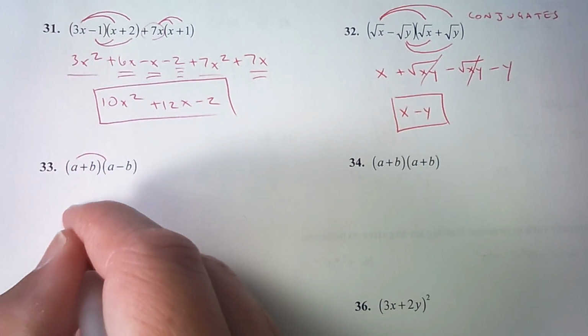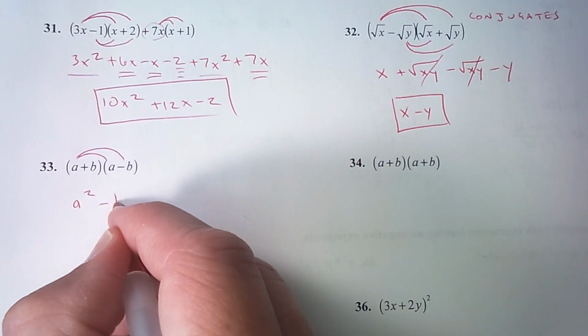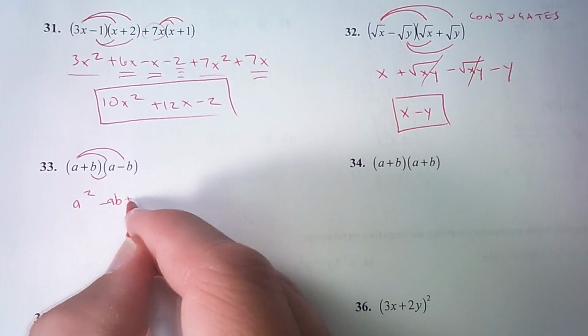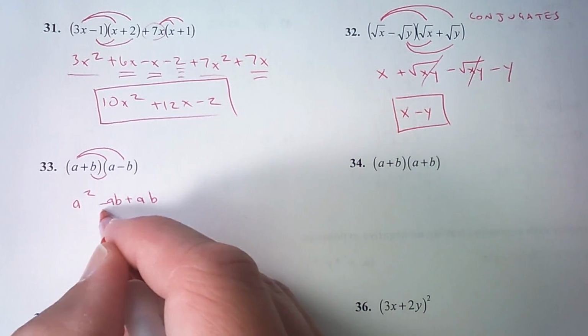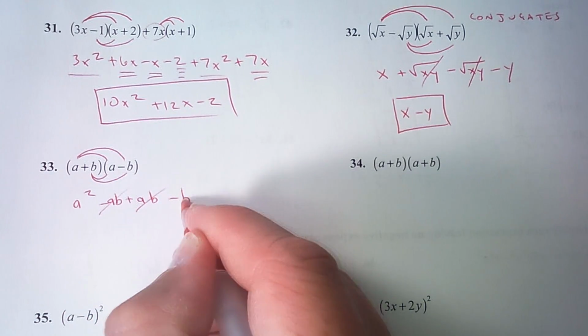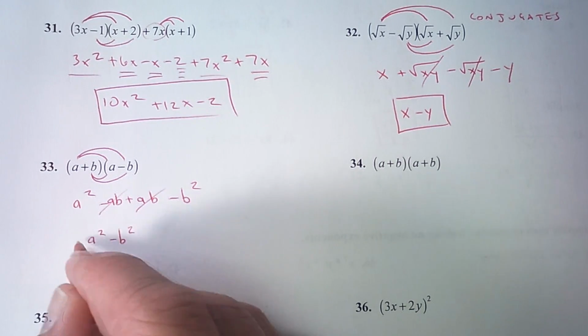A times a is a squared. A times negative b is minus ab. B times a is plus ab, and notice those cancel. B times negative b is negative b squared, so I'm left with a squared minus b squared.